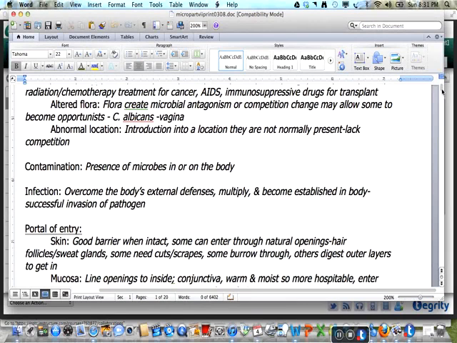Contamination is the presence of microbes in or on the body. Infection is the result of successful invasion of a pathogen.